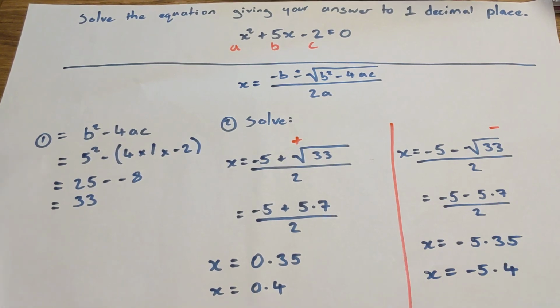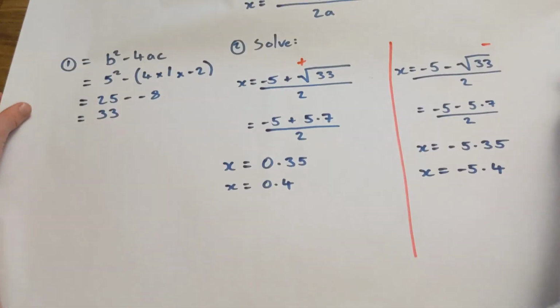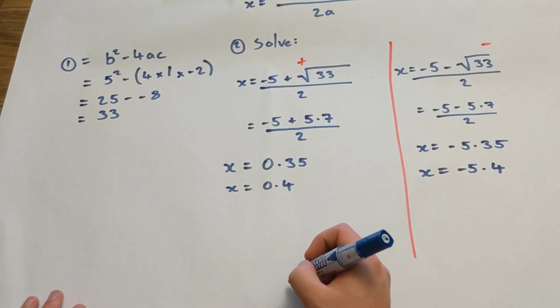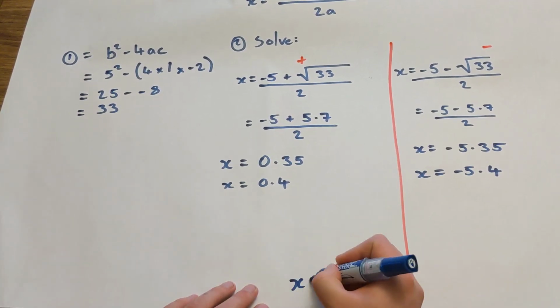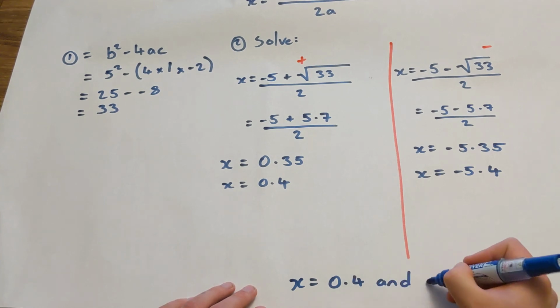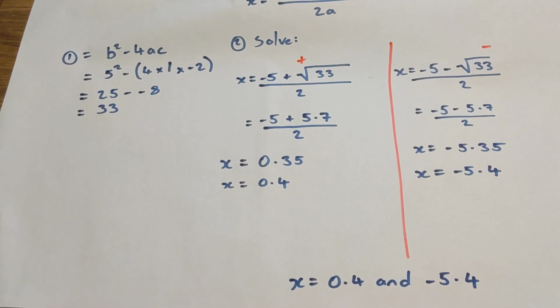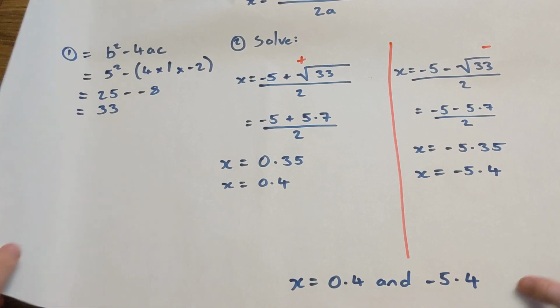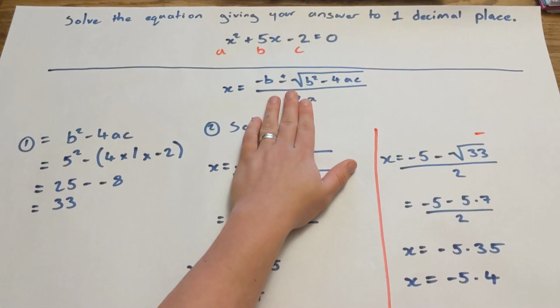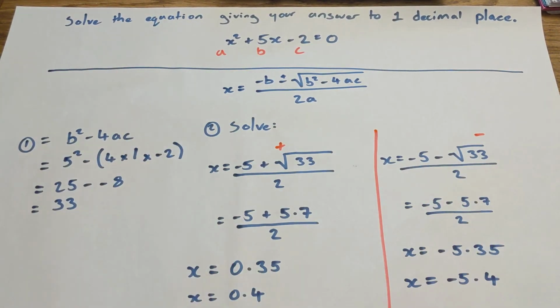Okay, you've got your two solutions, you've solved it, but then just to be extra careful, to make it really clear, we'll write down at the bottom here then x equals 0.4 and negative 5.4. And that's us solved that equation to 1 decimal place. Okay, so I know, again, formula looks horrible, absolutely fine to use, you don't need to memorize it, just sub in your numbers, okay? Hopefully you understood that.